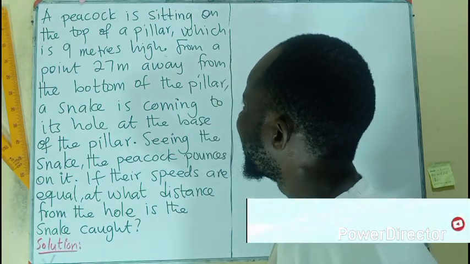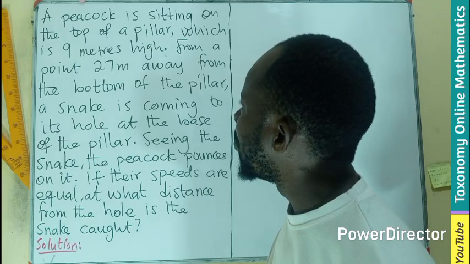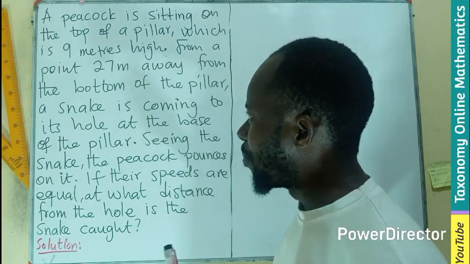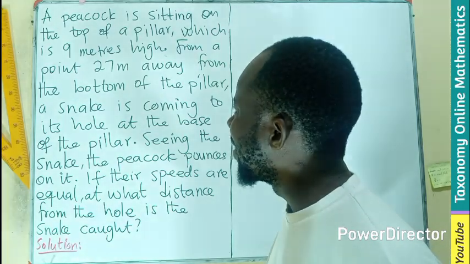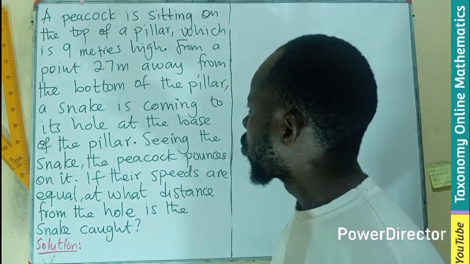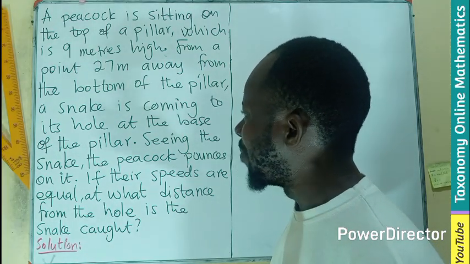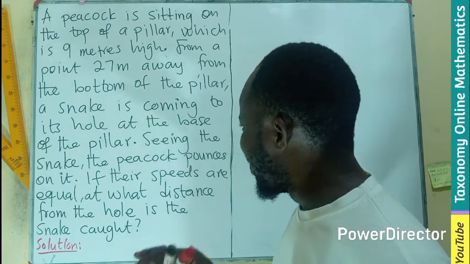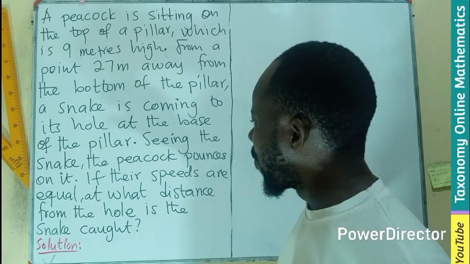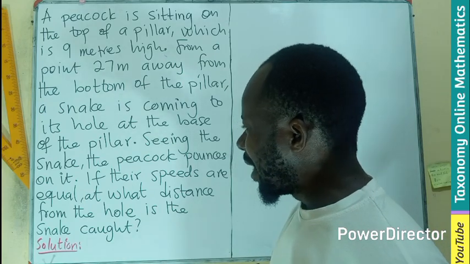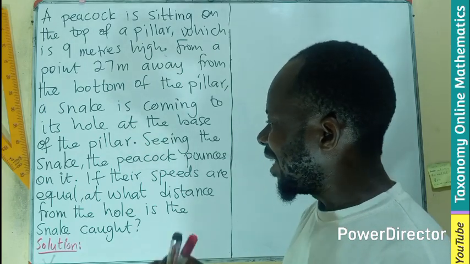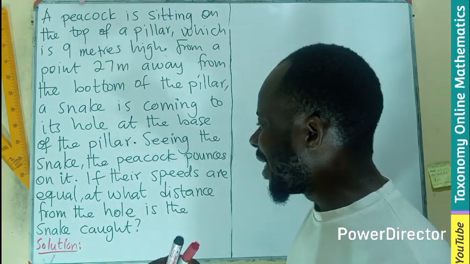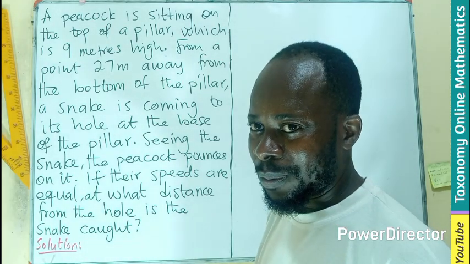A peacock is sitting on the top of a pillar which is 9 meters high. From a point 27 meters away from the bottom of the pillar, a snake is coming to its hole at the base of the pillar. Seeing the snake, the peacock pounces on it. If their speeds are equal, at what distance from the hole is the snake caught?